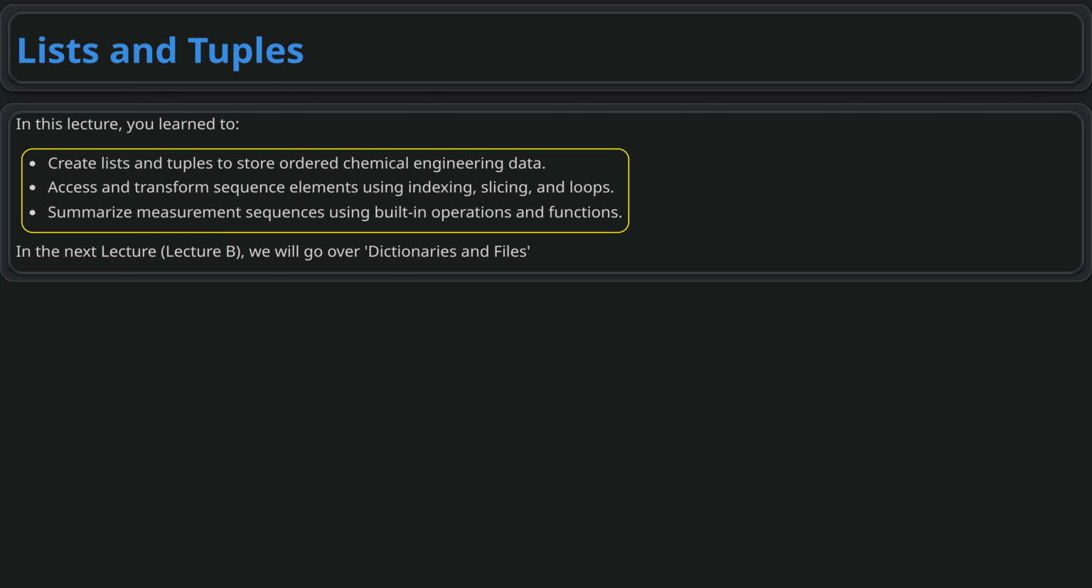In this lecture, you learn to create lists and tuples to store ordered chemical engineering data, access and transform sequence elements using indexing, slicing, and loops, and summarize measurement sequences using built-in operations and functions. In the next lecture, Lecture B, we will go over dictionaries and files.